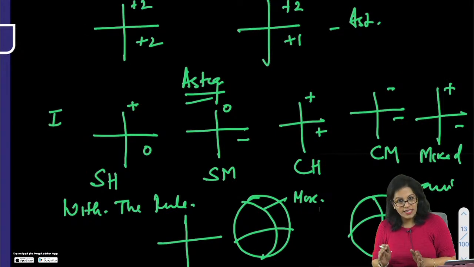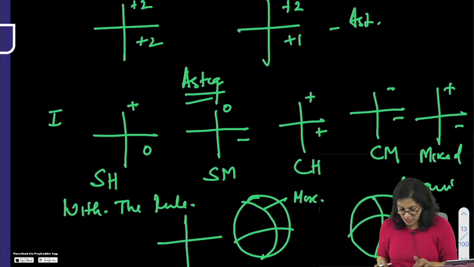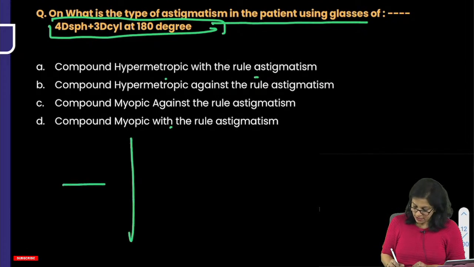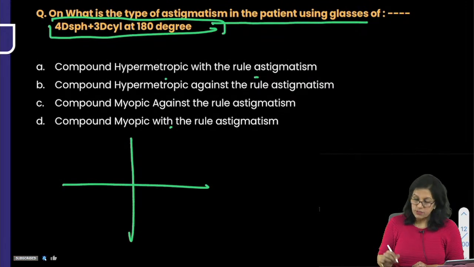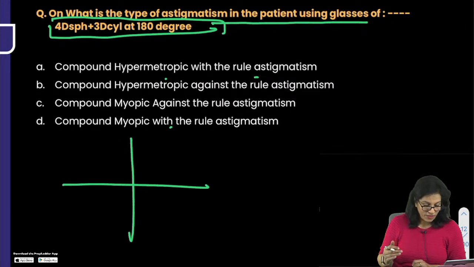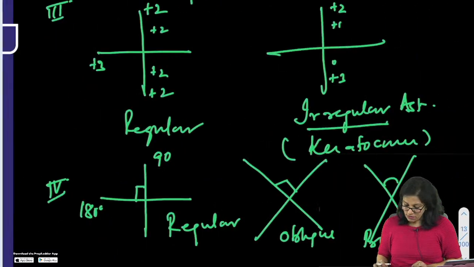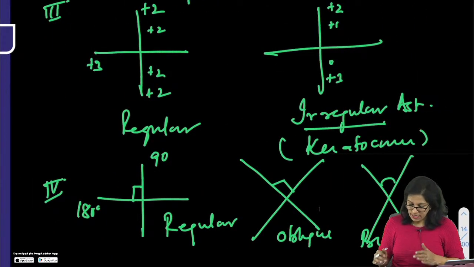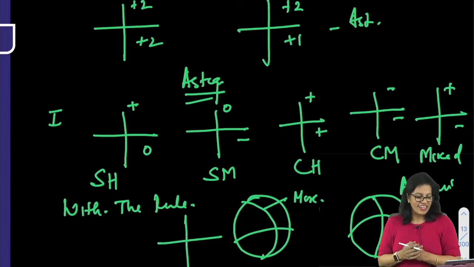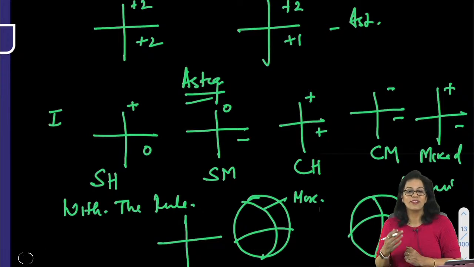Okay, if we know this now, we can come back and solve a few questions. First we will solve this one. 4 diopter spherical plus 3 diopter cylindrical. So what I will do, I will make 2 lines here. 4 diopter spherical means 4 is everywhere. You can read it again and see the video again, you will be clear, otherwise you can ask the questions one on one.